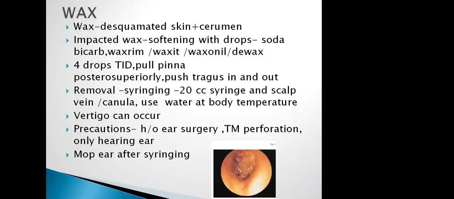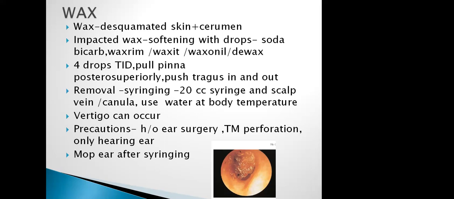Once the wax is softened, you can go for syringing. Syringing can be done in any general practice; no ENT surgeon is needed. You can use a 20 cc syringe and a scalp vein set. I usually use a 23 gauge or 24 gauge scalp vein set. The tip is cut and can be reshaped according to the size of the external auditory canal, or you can use a cannula.